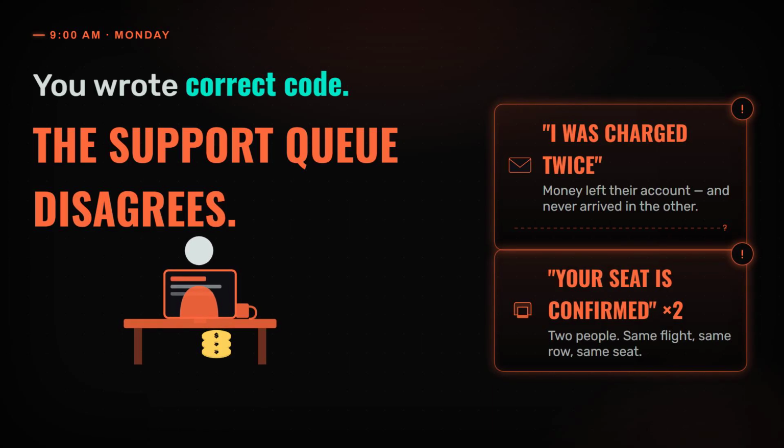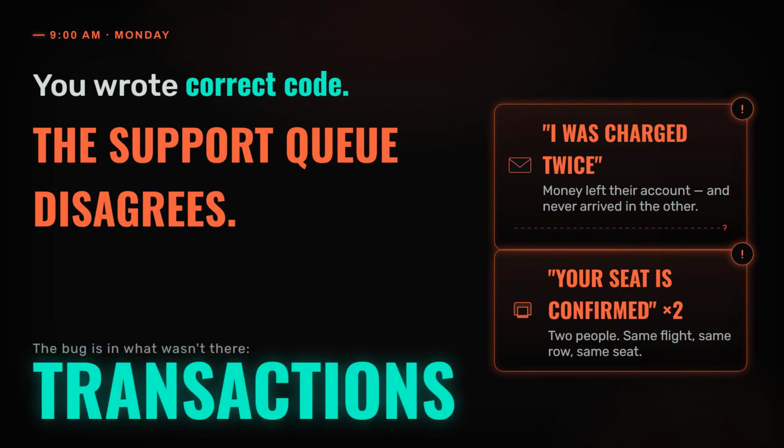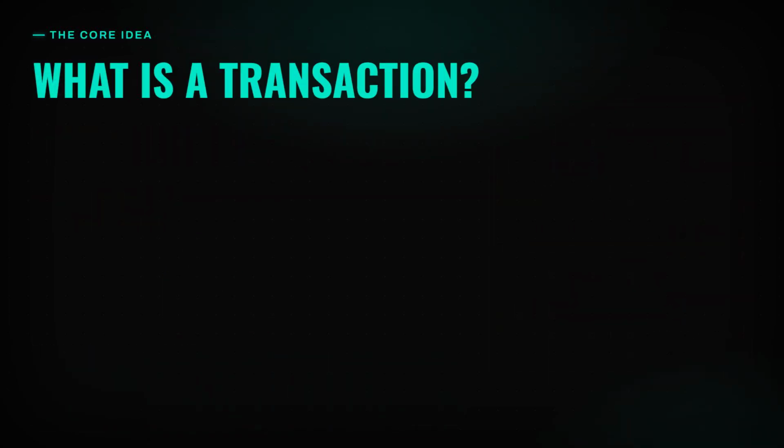Then another email. Two people both got "your seat is confirmed" emails for the same flight, the same row, the same seat. You didn't write a bug. You wrote correct code. The bug is in what wasn't there: transactions. This video is about the 4 letters that stop those nightmares.